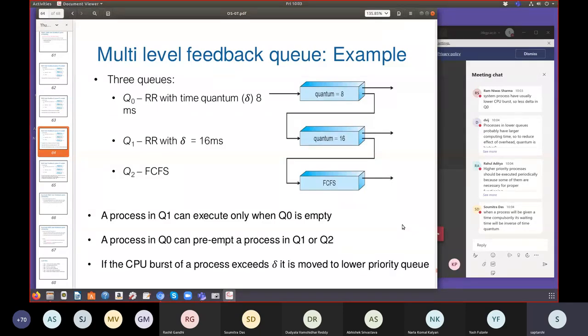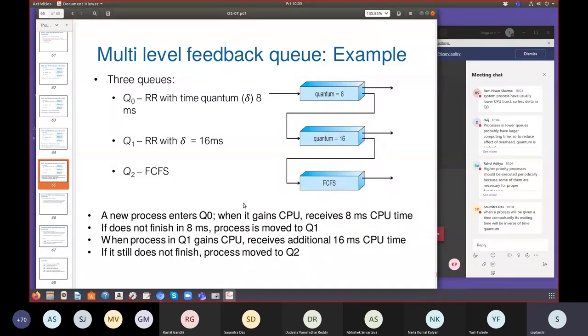So the idea is this. Say a new process enters Q0, and when it gains the CPU, it gets 8 milliseconds of CPU time. If it completes within that, good. If it does not finish in 8 milliseconds, then its priority is decreased because it is moved to Q1. There, when it next gets the CPU, it will now be given 16 milliseconds. So we are giving it a higher time quantum and a higher chance of completing.